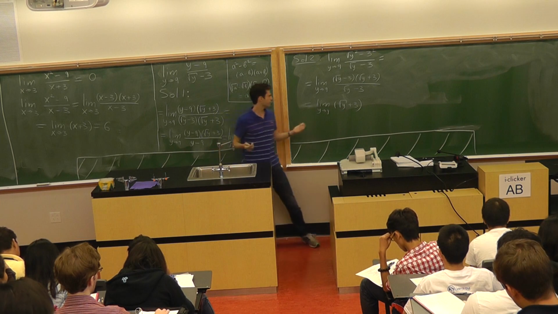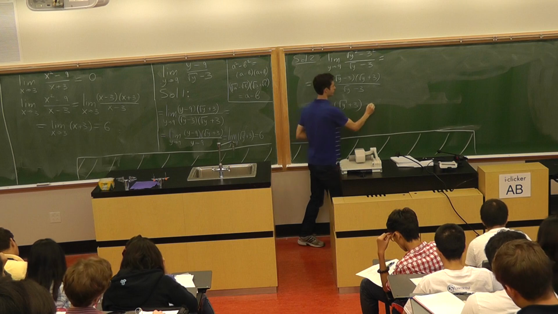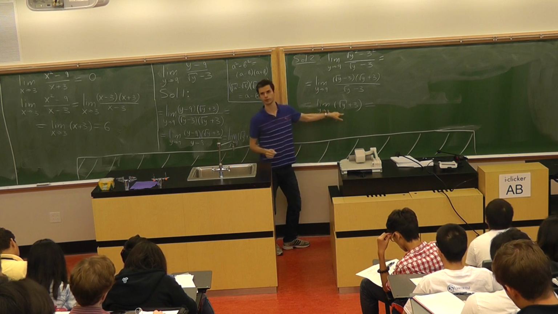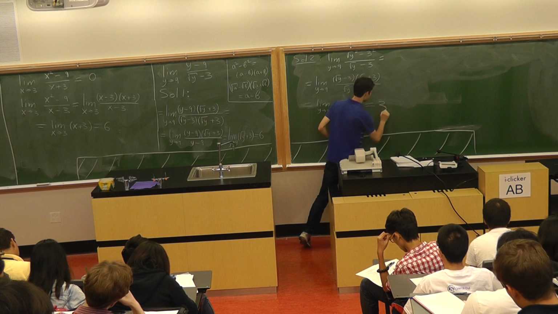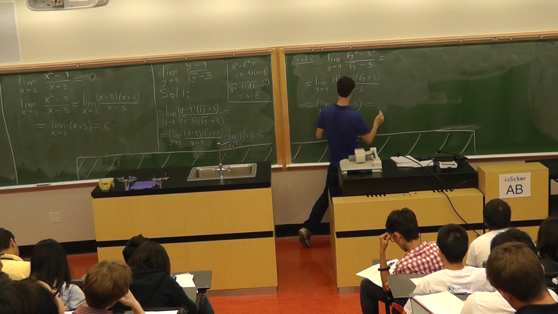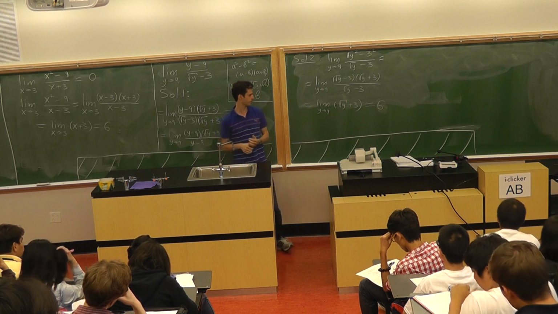And as we would expect, at this step we get exactly the same answer. When y is equal to 9, square root of y is equal to 3, and 3 plus 3 is equal to square root of y plus 3 is equal to 6.